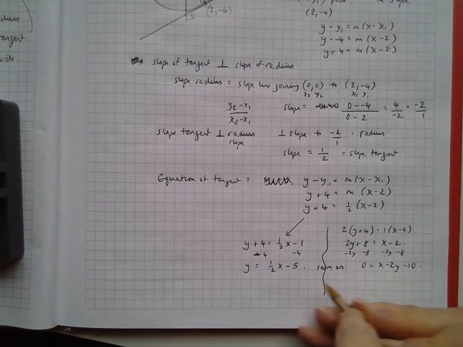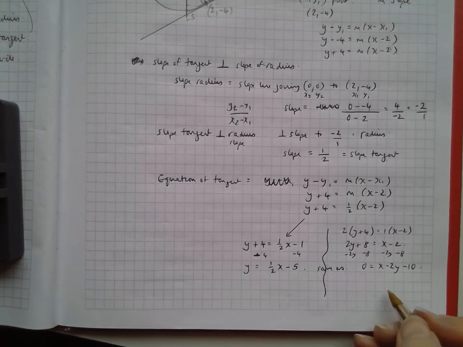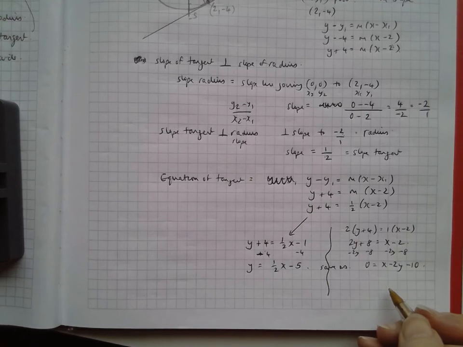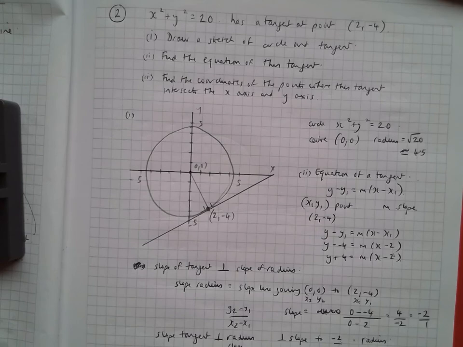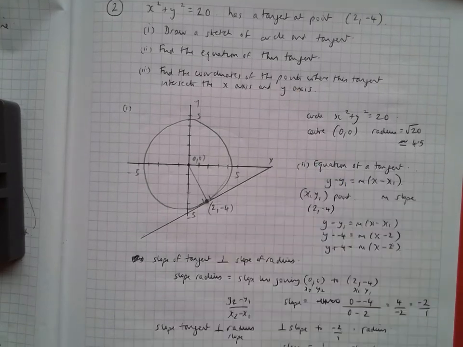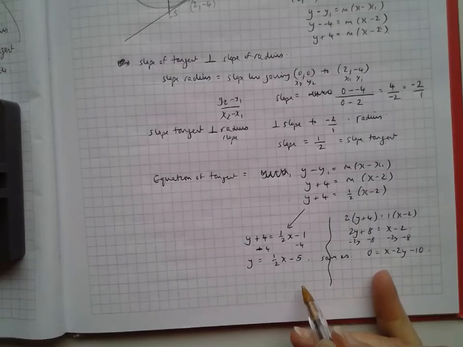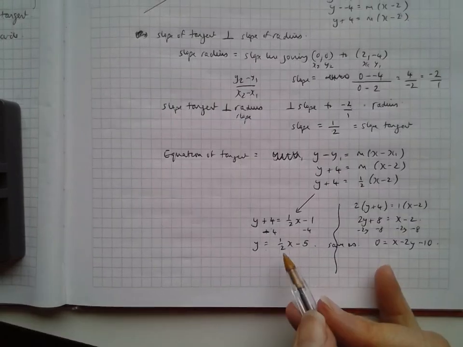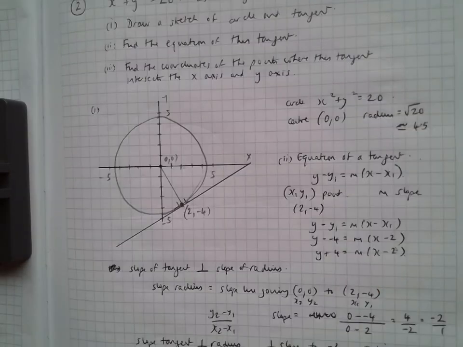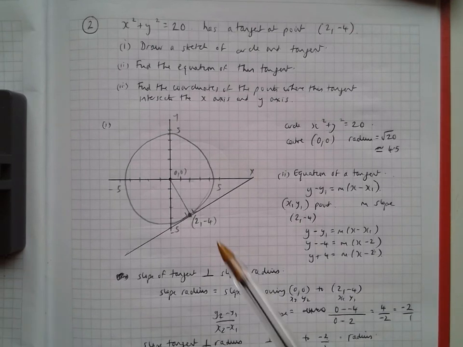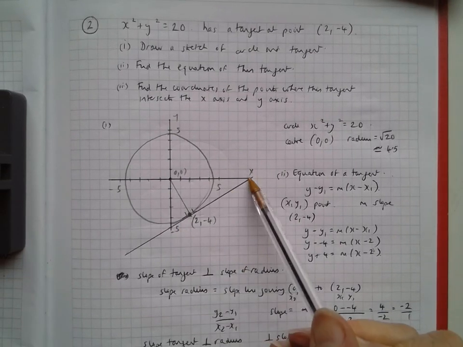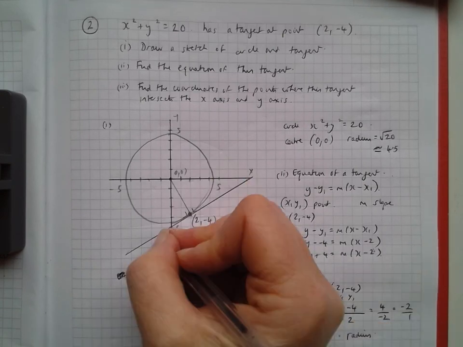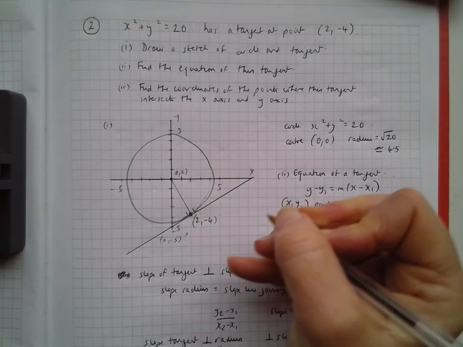The last part, if you remember, said find the coordinates of the points where this tangent intersects the x-axis and the y-axis. I can see roughly here, it looks like it's roughly at minus 5, and 6, 7, 8 and 8. So it looks like it's at 0, minus 5 and 8, 0. So that's a question mark, is it? We'll have to find out, of course, because that was just a sketch.